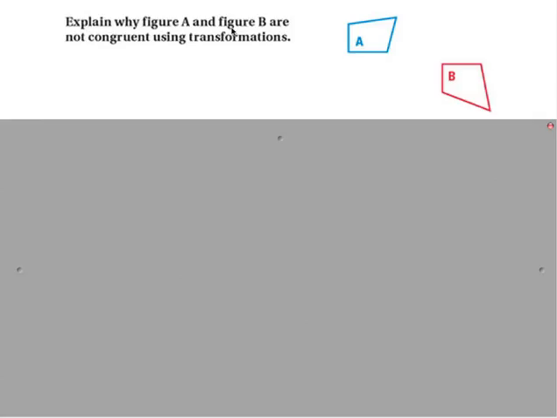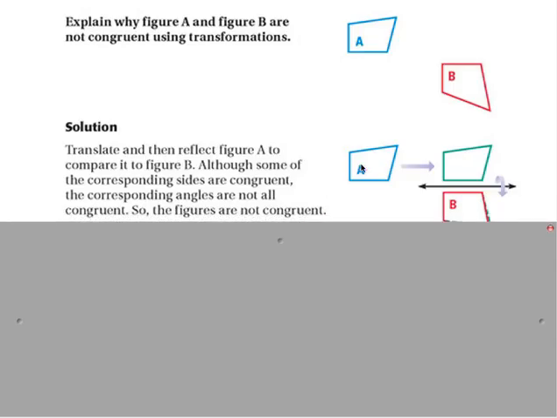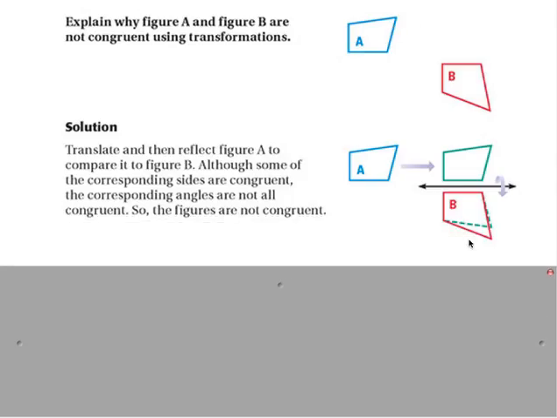Explain why figure A and figure B are not congruent using transformations. Well, I think if we were to reflect this A over, then we could probably try to rotate it down a little bit. It looks like this portion right here is a little bit longer than the portion that we started with over here. So if we look at this again, first thing we do is we might try to translate this guy over here, and then when we reflect this guy down, this part really gets stretched out. Here's a good picture of what I'm talking about.